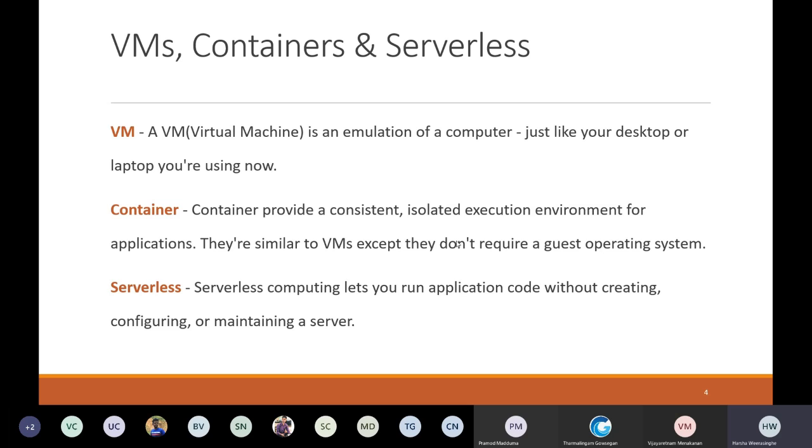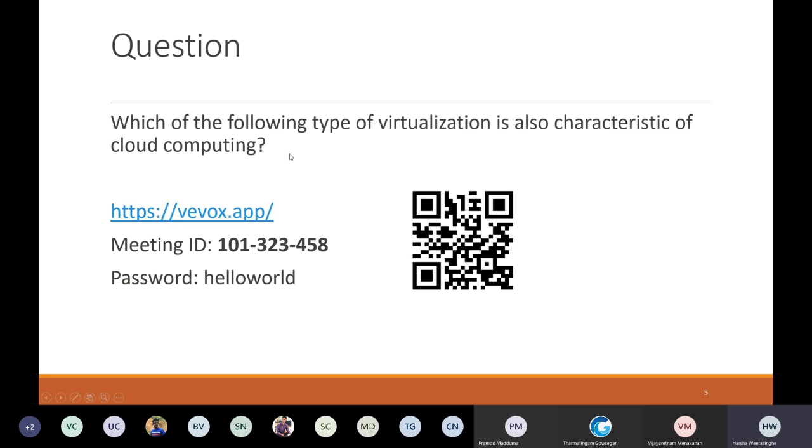If we go to the next slide, we have a graphical representation to show how these three work. So I'm going to the next slide.